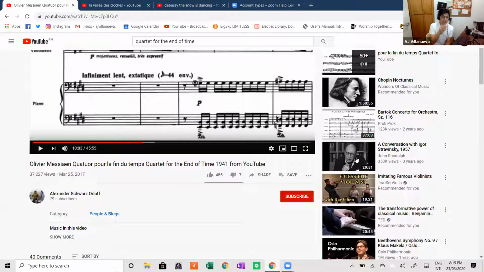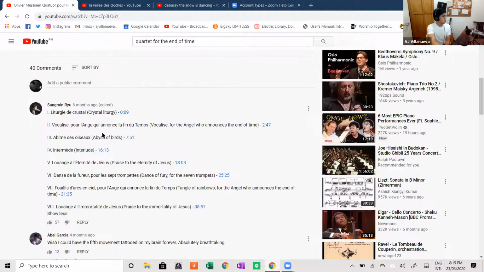And si Olivier Messiaen has a lot of, karamihan ng works niya ay very religious. Kung may time kayo, i-google siya ngayon habang pinapakinggan ito, marami siyang works, marami siyang organ works na talaga nilutugtog sa churches around Europe. And this work, Quartet for the End of Time, it's divided into 8 different smaller pieces. Kung babasahin nyo dito: Crystal Liturgy, Vocalise for the Angel Who Announces the End of Time. We will listen to this one.